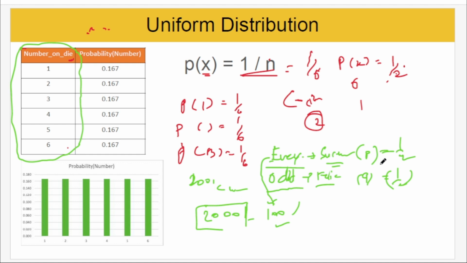How many successes do I want? 2000 choose 100. What is the probability of success? 1 by 2 raised to what? How many successes do I want? 100. Probability of failure? 1 by 2, raised to how many failures I want? 1900. I plug these values, calculate, and you will get your answer immediately. So this is the power of the binomial distribution. Not only binomial, there are many distributions we will do.